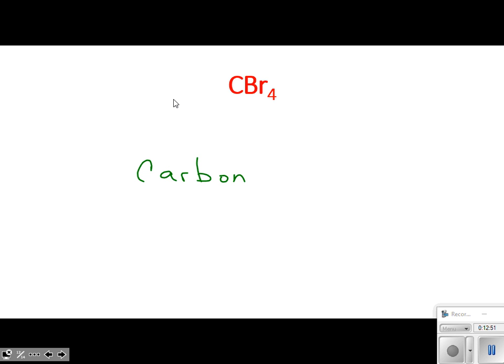My second element is bromine. Okay? How many bromines do I have? 4. What is my prefix for 4? Tetrabromide. Carbon tetrabromide.